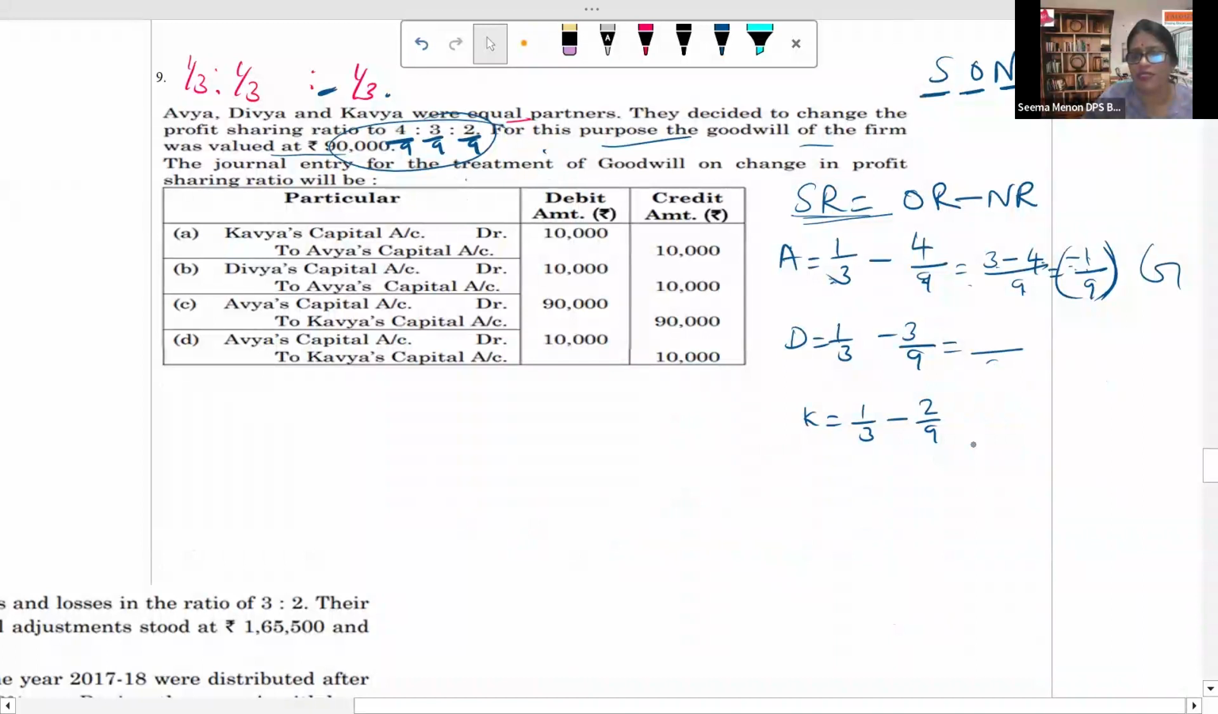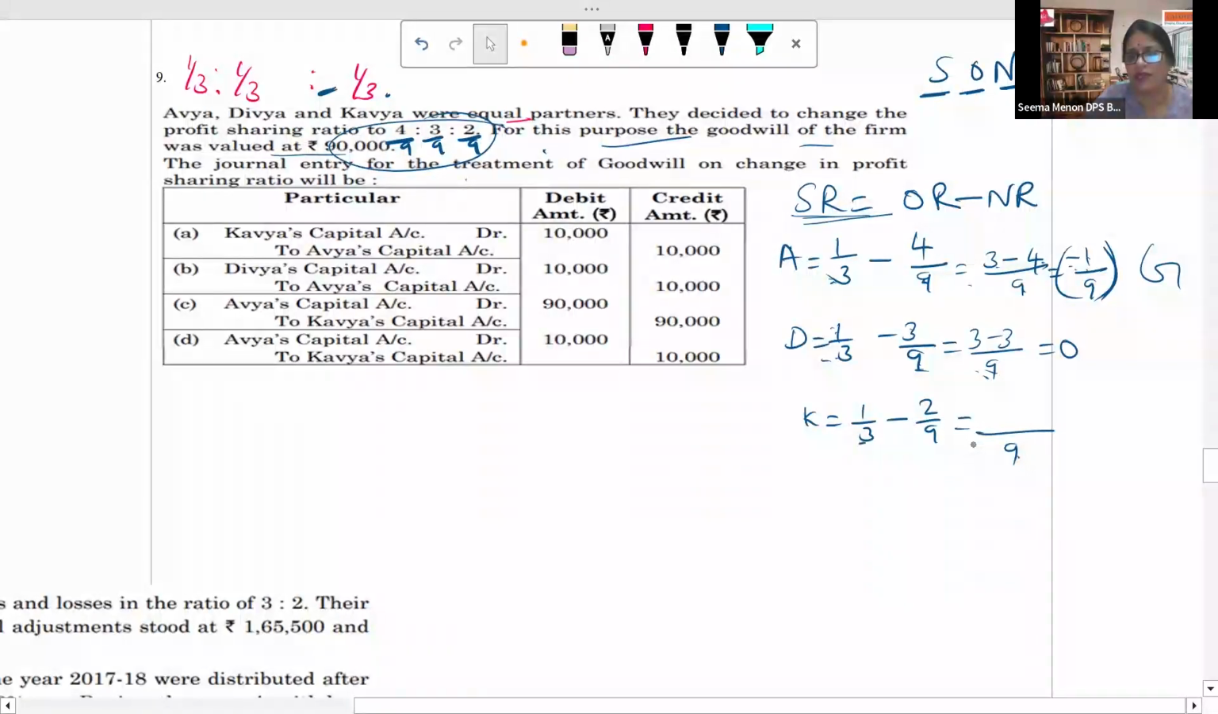Now we will solve this next one. Let's take the LCM as 9. 9 divided by 3, 3. 3 into 1, 3. Again, 9 divided by 9, 1. 1 into 3, 3. 3 minus 3, 0. So the answer will be 0 only. No sacrifice, no gain.